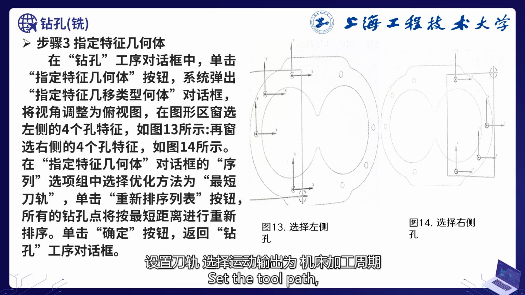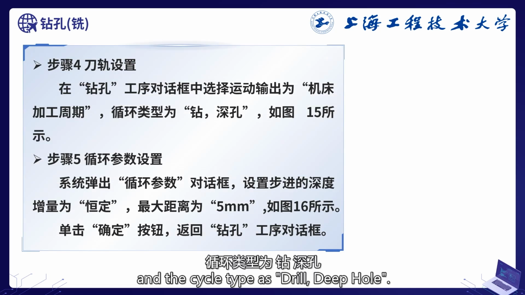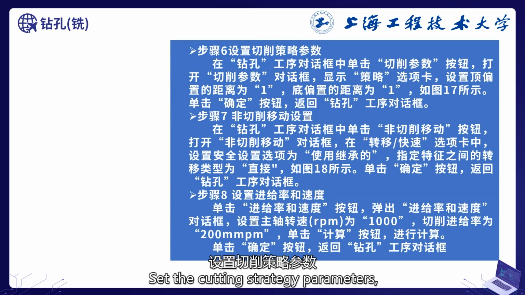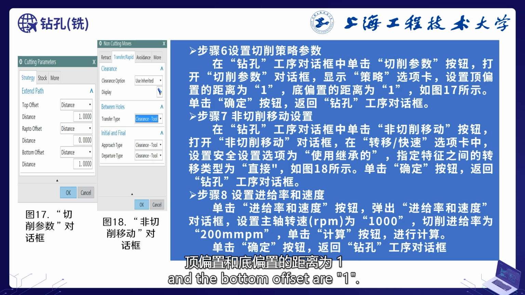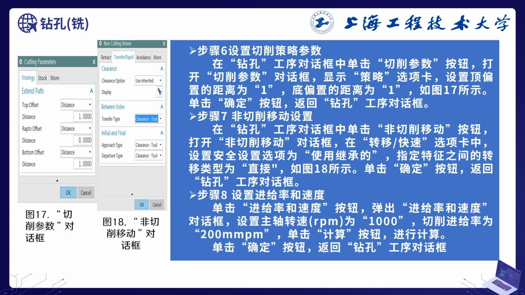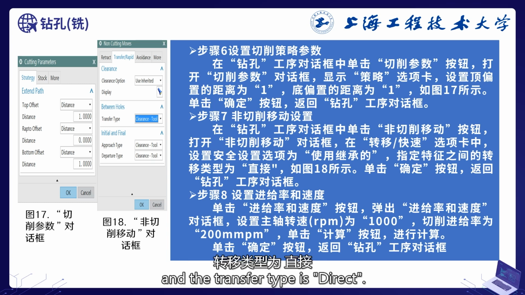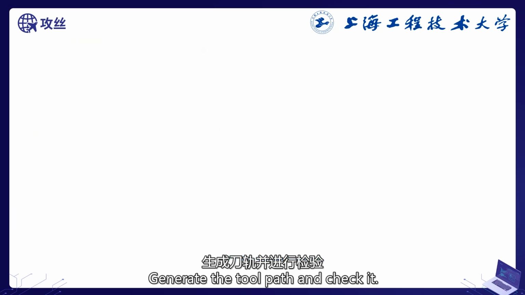Set the tool path. Select the motion output as machine cycle, and the cycle type as drill deep hole. Set the cutting strategy parameters, and the distances of the top offset and the bottom offset are 1. Set a non-cutting movement. The safety setting option is use inherited, and the transfer type is direct. Set the feed rate and speed. The spindle speed is 1000 revolutions per minute, and the cutting feed rate is 200 mm per minute. Generate the tool path and check it.